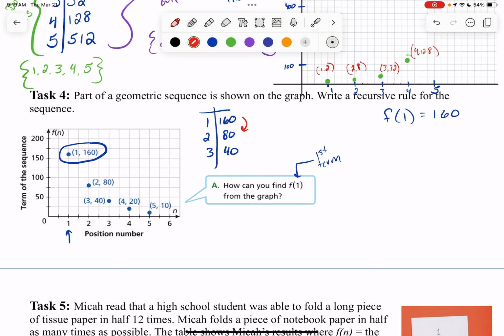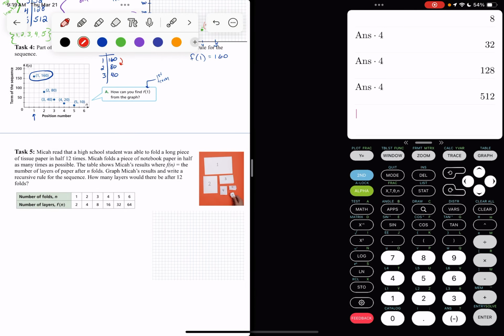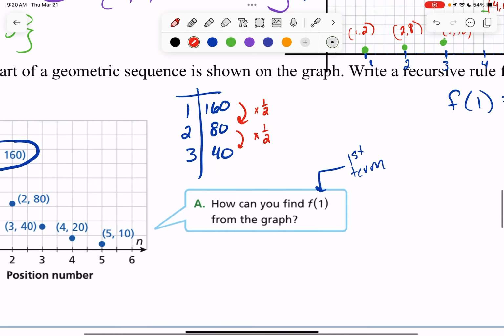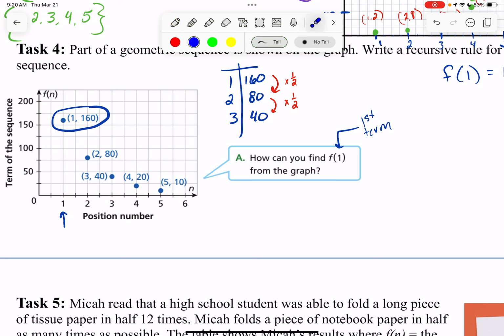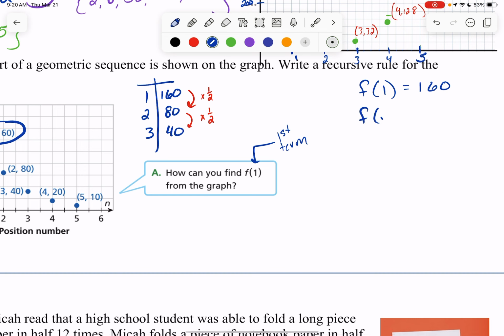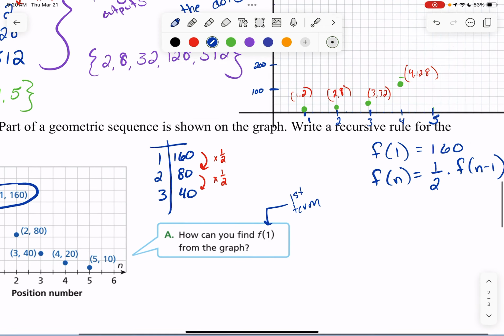So I need to find that common ratio. What is my common ratio? Well, grab my calculator and let's divide them. Each term divided by the term before it gives 0.5. Half? So it looks like I'm multiplying by a half each time, times 1/2. Let's double check and make sure it works. 80 times a half is 40, 40 times a half is 20, 20 times a half is 10. Yeah, that seems to work. So to write that recursive rule, if the first term is 160, then every term would be 1/2 times the previous term: 1/2 times f of n minus 1. So I start with 160 and I multiply by a half each time. There's my recursive rule.